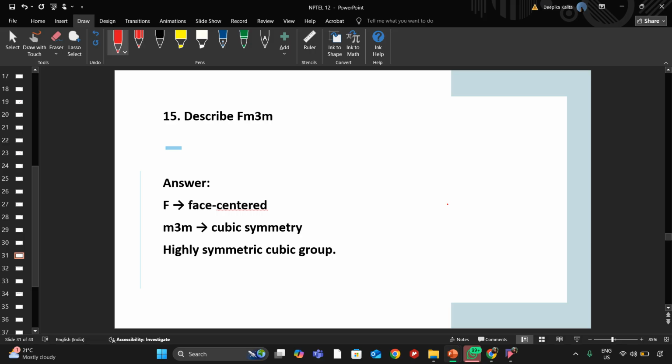It belongs to m3̄m, also known as the octahedral Oh point group. It is centrosymmetric, face centered cubic, and typically it represents high symmetry structures like sodium chloride, and it is the highest in the cubic system. So F basically is representing the lattice type.